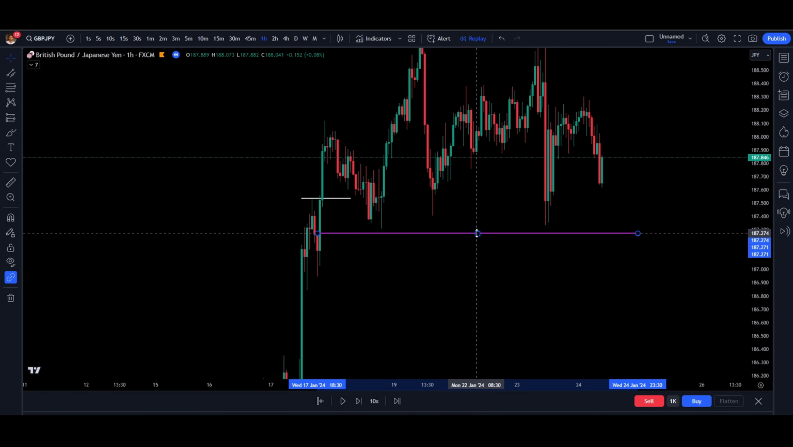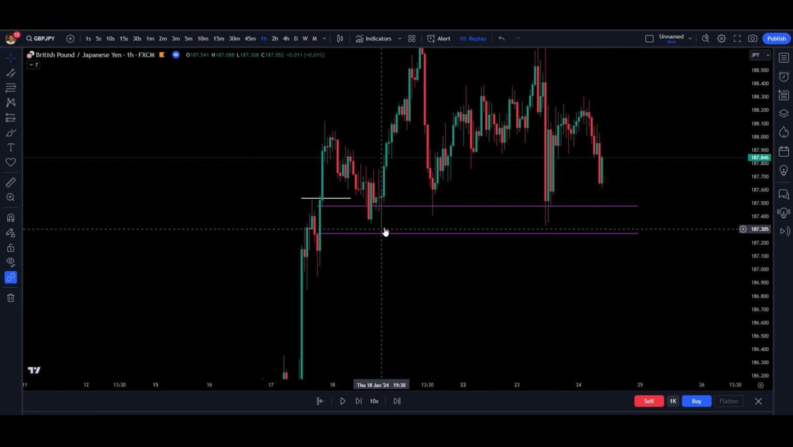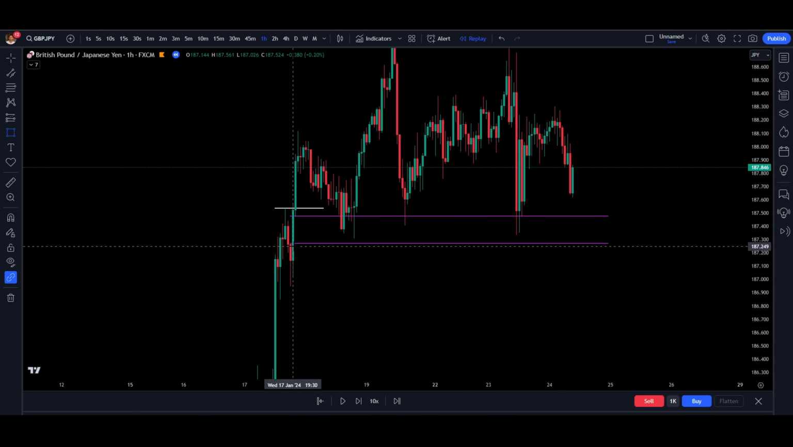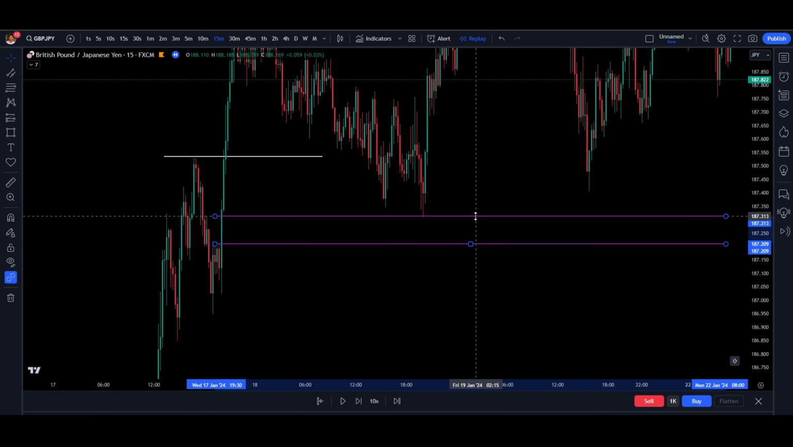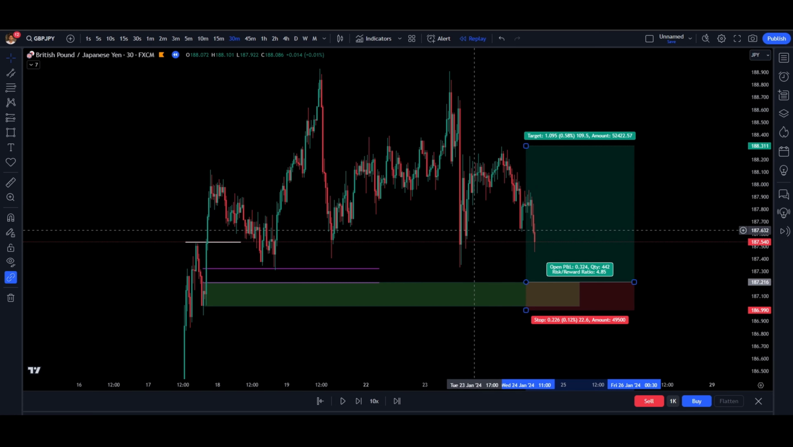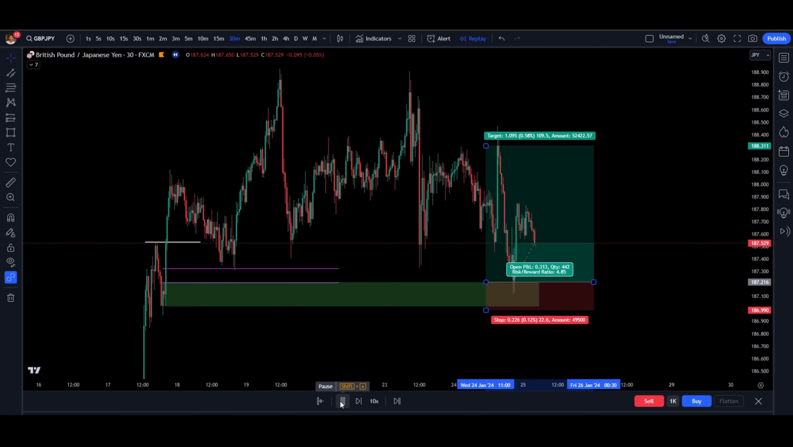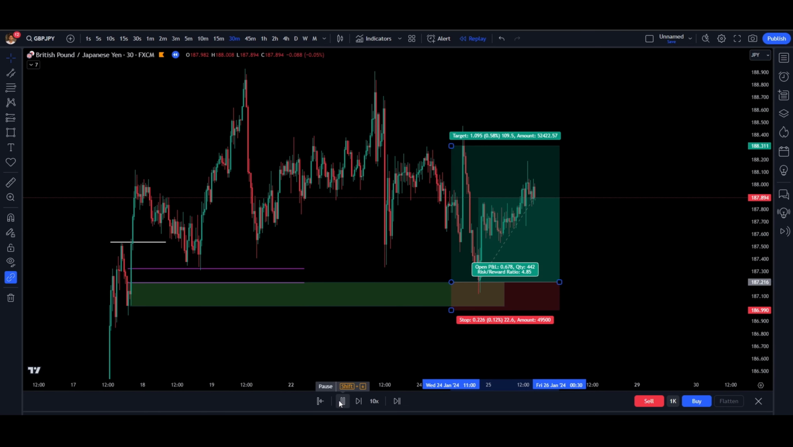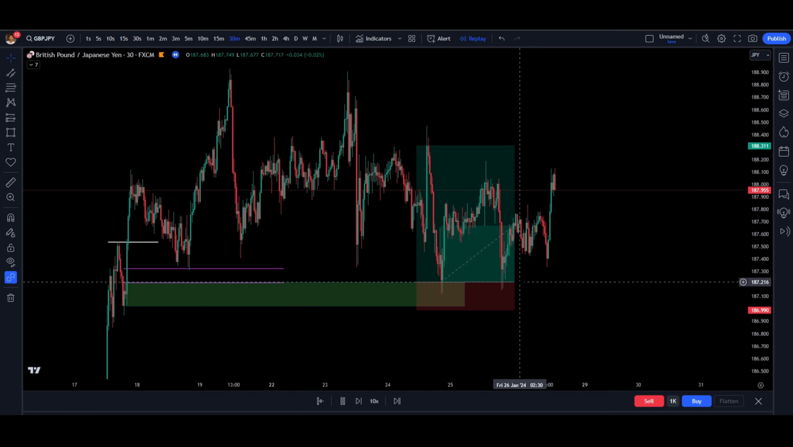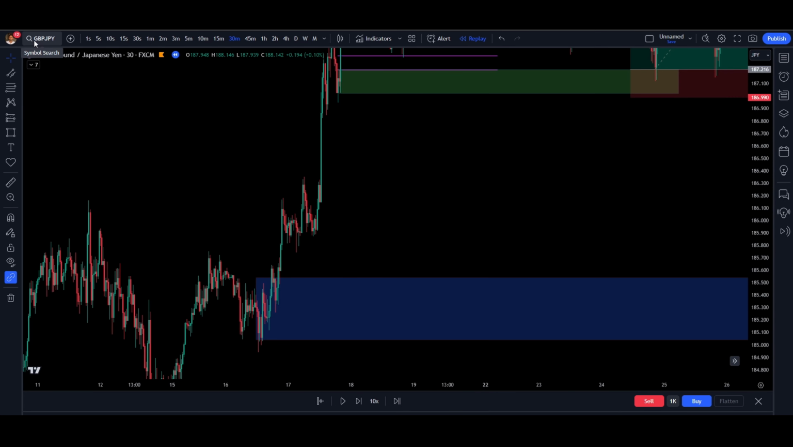So here we can see that there is an imbalance between this low and this high, and this low has not mitigated yet. And now what we will do is we will mark our order block over here. So now we can refine our imbalance from here to here. We will mark our order block, and now we will wait for our entry. So it's like 1:5. So this was an example on GJ.